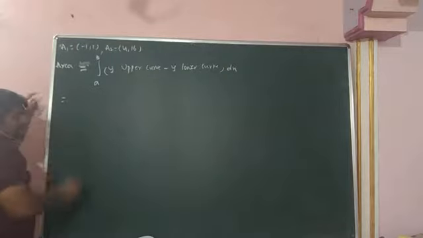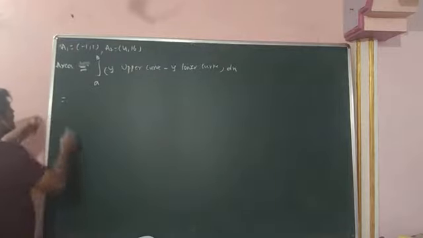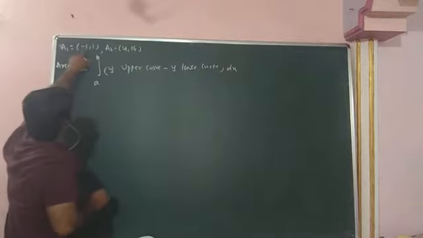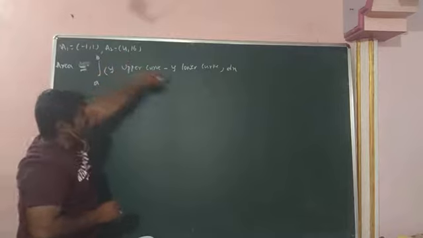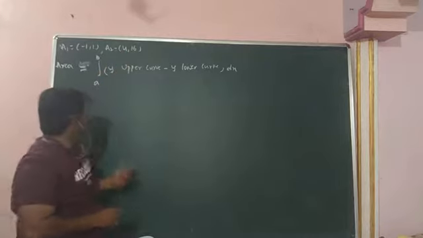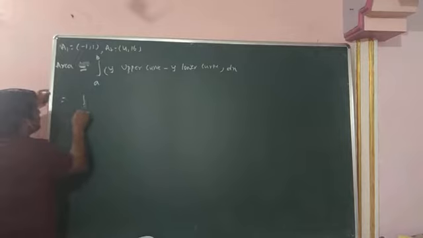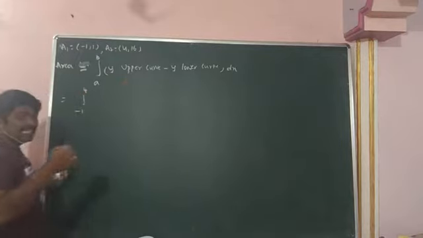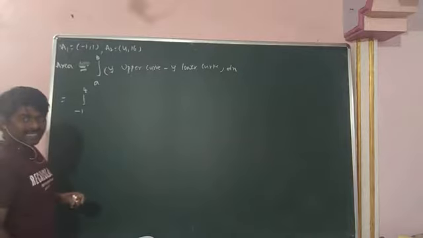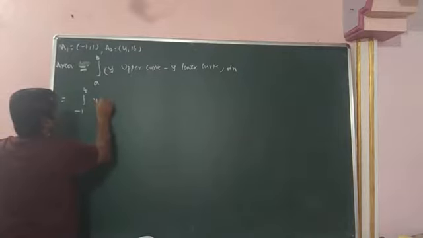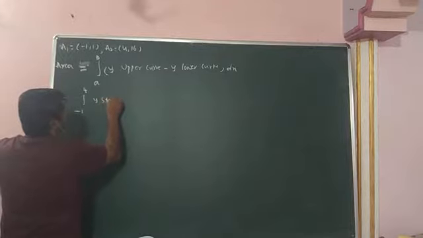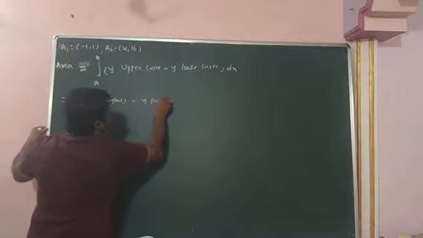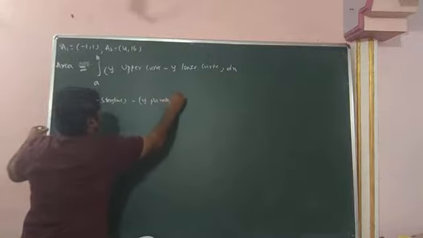So the first upper curve is the straight line. What are the limits here? Into dx, we take the x values. What are the x values? Minus 1 to 4 into dx. That is the limits of x. So y upper curve, in the diagram, is the straight line. That is y of straight line minus y of parabola into dx.